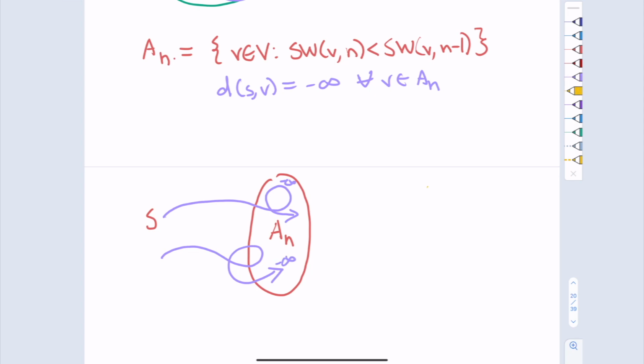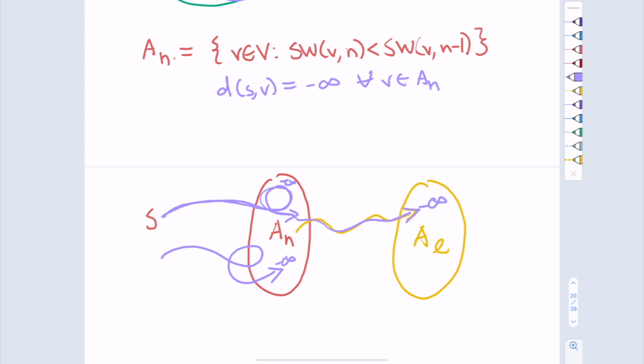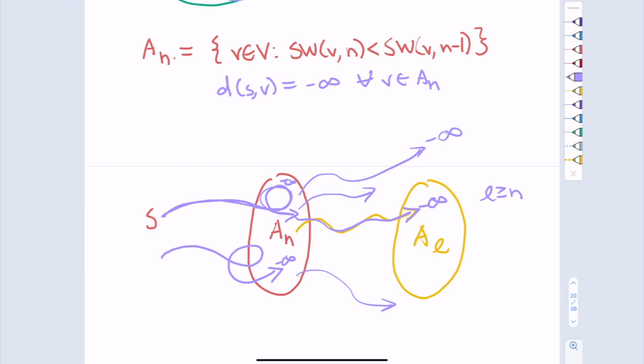Now, if I look at any other A sub L bigger, which means that it must be reachable from A sub n, then in particular I can make it arbitrarily negative this way and then go this way. So everyone in A sub L, where L is bigger than n, will also be negative infinity. So anyone who's reachable from A sub n in any single way, since A sub n is negative infinity, will again get negative infinity.